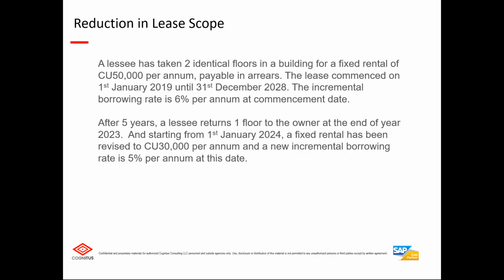Today we are reviewing the illustrative example of IFRS 16 reduction in lease scope, where a lessee has taken two identical floors in a building for a fixed rental of 15,000 currency units per annum payable in arrears. The lease commences on 1st January 2019 until 31st December 2028. The incremental borrowing rate is 6% per annum at the commencement date.